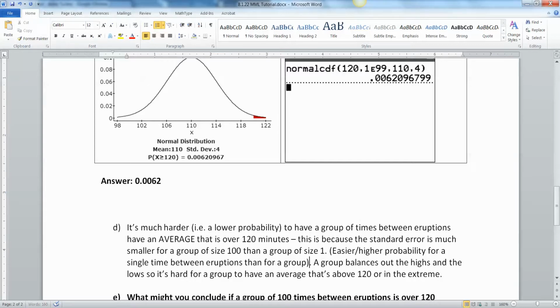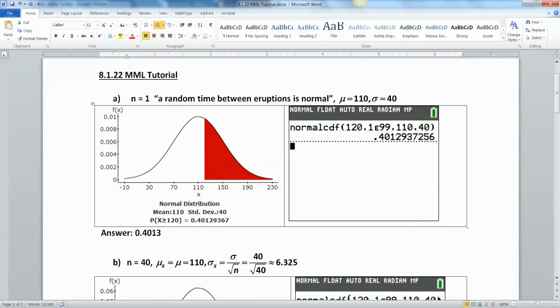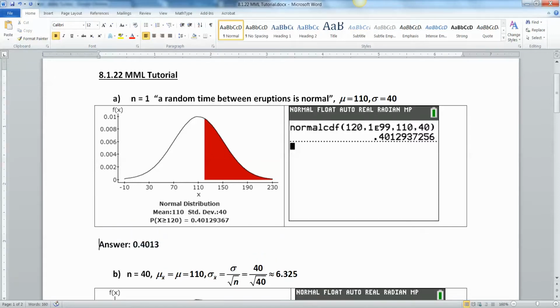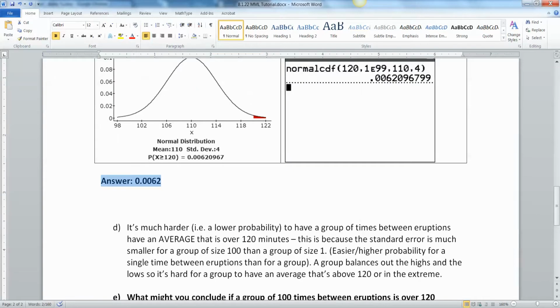Like if you're going to go sit at Old Faithful, it's not unheard of for you to have to wait over 2 hours, over 120 minutes. The chances of you having to wait over 2 hours is 40%. But the chances of 100 different eruptions of Old Faithful having more than 120 minutes as their average between eruptions is very, very small, 0.0062, right?